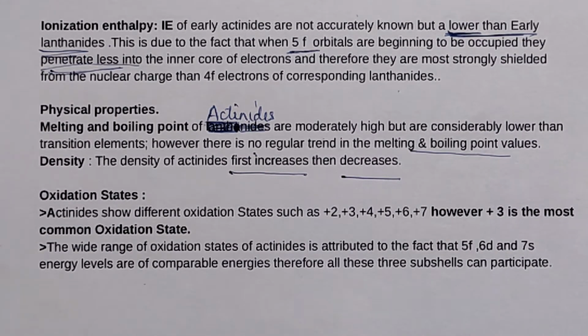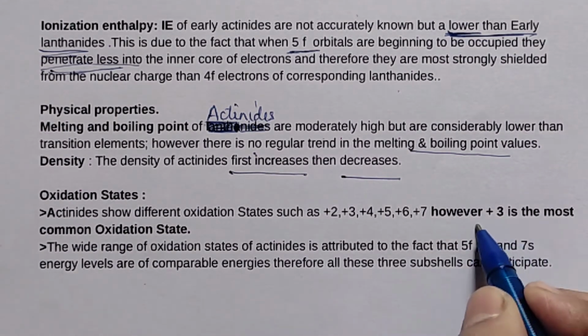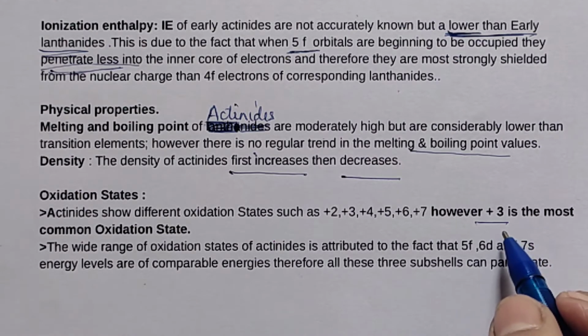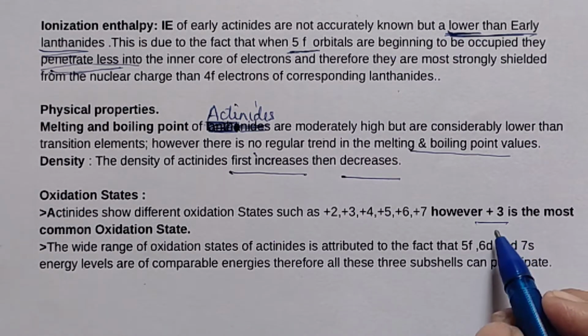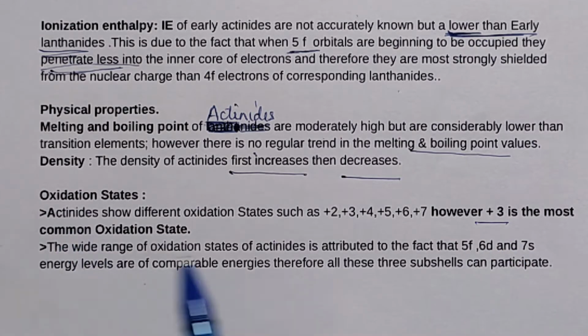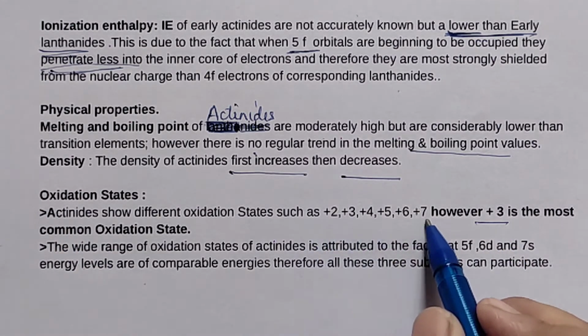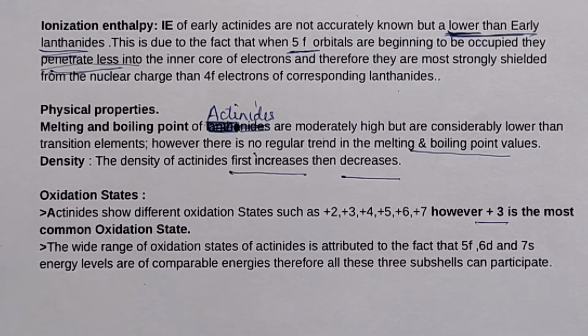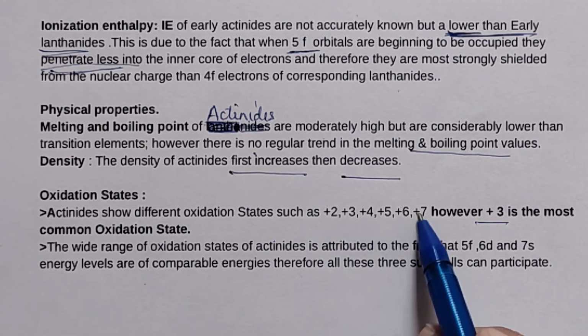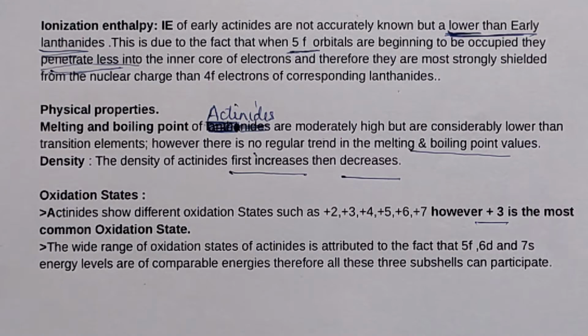Oxidation state, the most common one is 3, just like lanthanides. But in lanthanides, we said apart from 3, 2 and 4 are the oxidation states. But in actinides, all types of oxidation states are shown: 2, 3, 4, 5, 6, 7. They show all. Why do actinides show so many oxidation states?